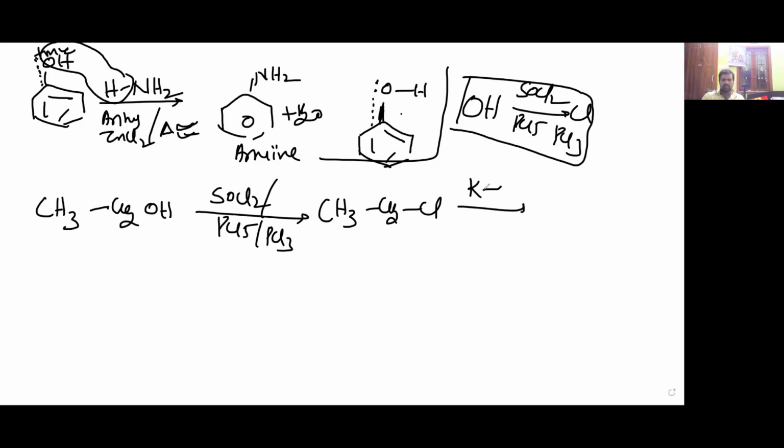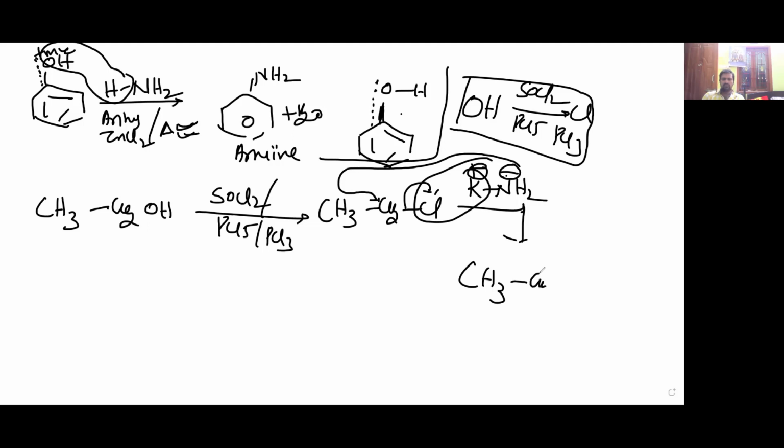Next, this is treated with KNH2, that is K plus and NH2 minus. NH2 minus is the nucleophile attacking from the backside, Cl minus is leaving, KCl is eliminated. Then we get CH3CH2NH2. This mechanism we will discuss in the alkyl halides chapter. And OH is converted to Cl because of what? Reagents SOCl2, PCl5 and PCl3. Okay. So this is one of the conversions of OH to NH2 and Cl to NH2.